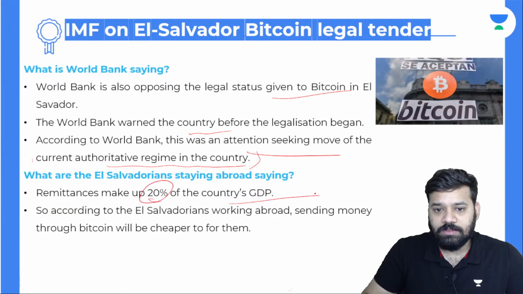Remittances make up 20% of the country's GDP. Remittances means, suppose I go work in Kuwait and I send money to my family that is in India, that is what is remittance.